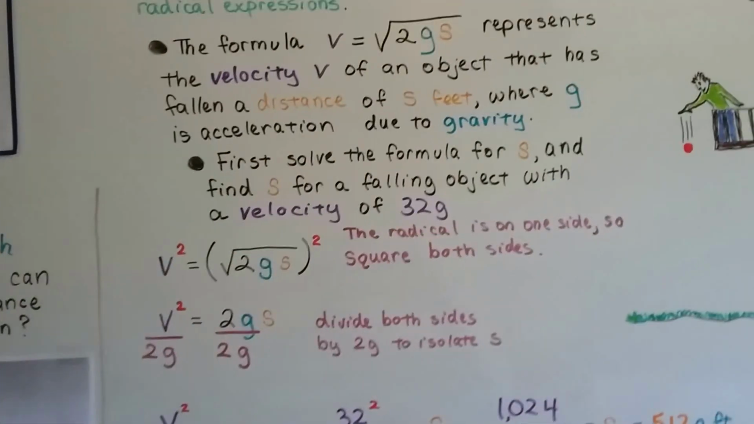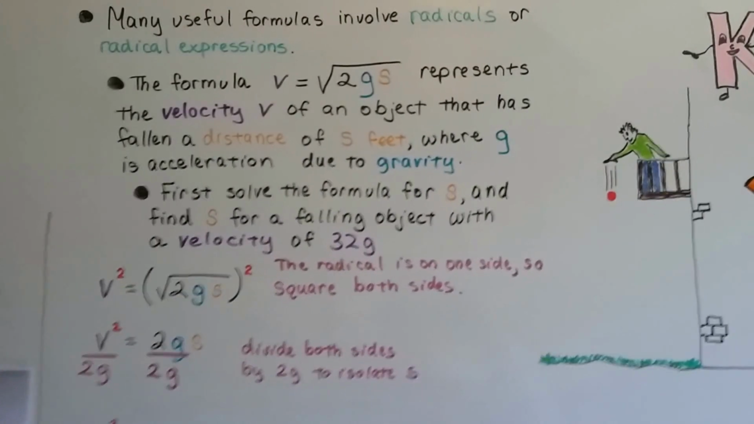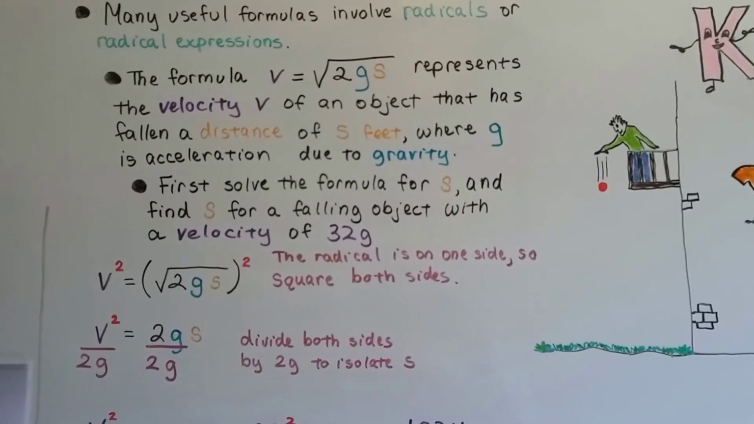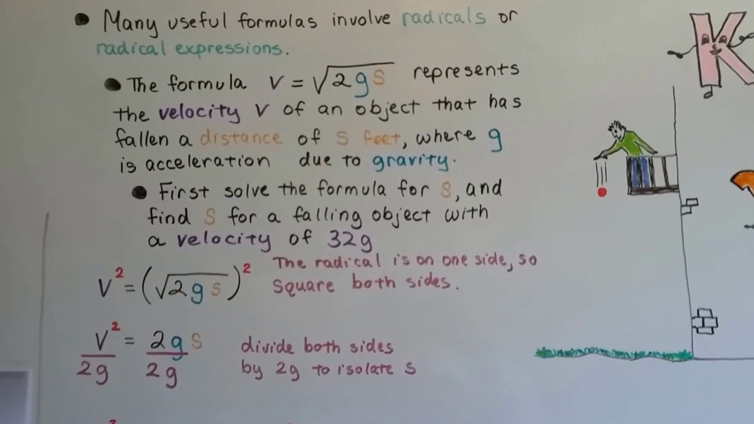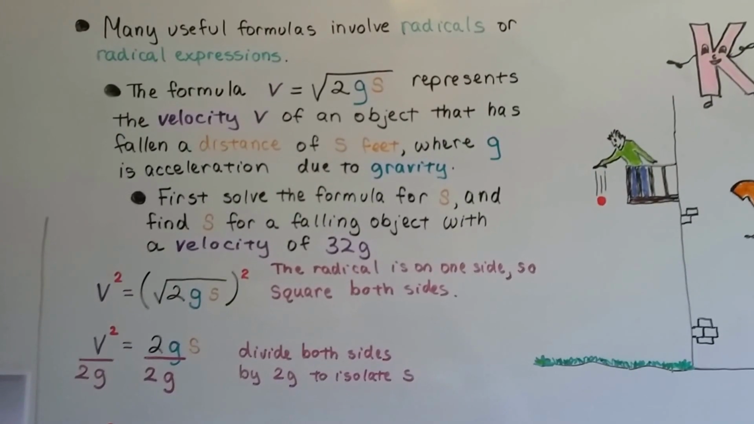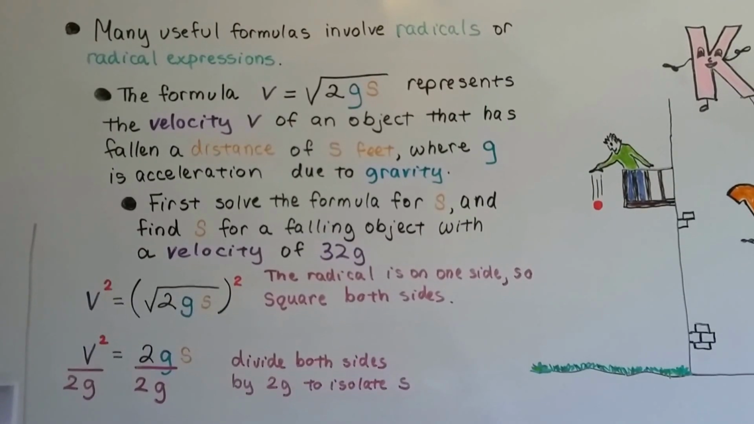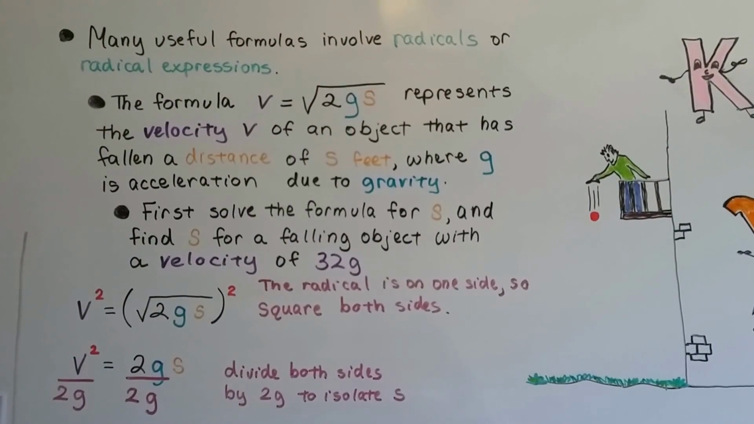Now, many useful formulas involve radicals or radical expressions. So here we've got a guy that's dropping something, okay? So the formula v equals the square root of 2gs represents the velocity, v, of an object that has fallen a distance of s feet, and g is the acceleration due to gravity. So the first thing we're going to do is solve the formula for s and find s for a falling object with a velocity of 32g.